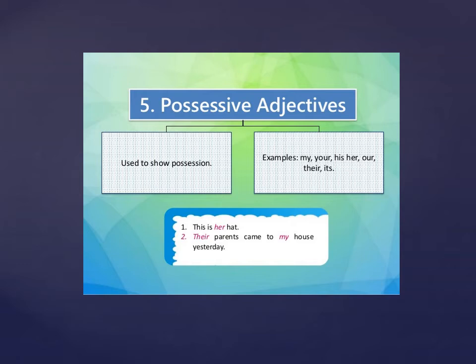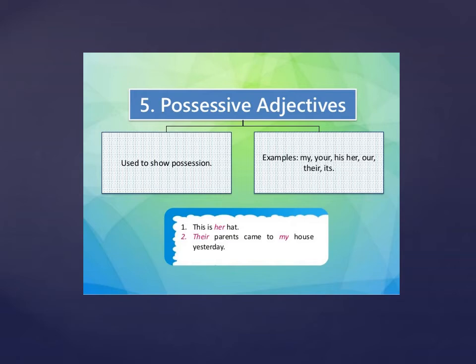Then here, number 5, possessive adjective. It's the possession. We use this possessive adjective to show possession, to show ownership. My, your, his, her, their, its. This is her hat. So the hat belongs to her.